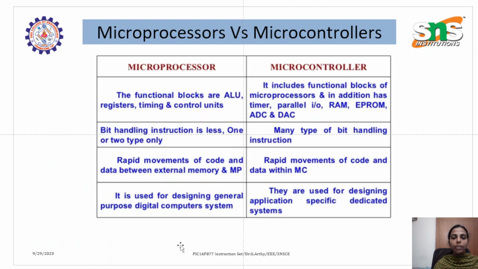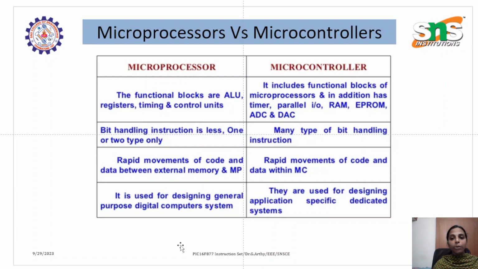Before entering into the instruction set, let us have a brief introduction about the difference between microprocessors and microcontrollers. Microprocessors have functional blocks: ALU, registers, timing and control units. They do not include memory in it, but microcontrollers include memory in it. And bit handling instructions are very few in microprocessors, but microcontrollers have many special bit handling instructions. Rapid movement of code and data between the external memory takes place because microprocessors do not have much internal memory. They have only registers.